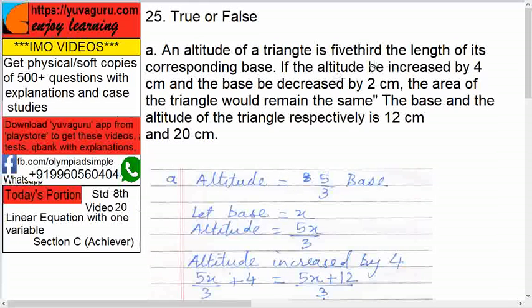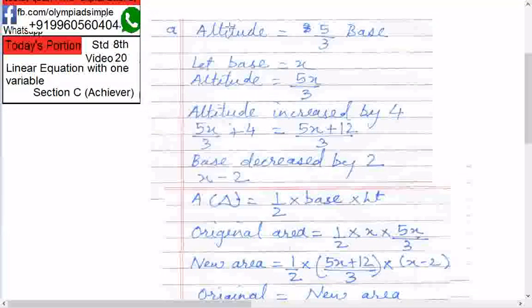Then there is an increase and decrease in base and altitude, and we have to prove whether this is true or false. So altitude equals 5 upon 3 of base. Okay, let base be x. So altitude is what? 5 upon 3 multiplied by x. So 5x upon 3. Okay.